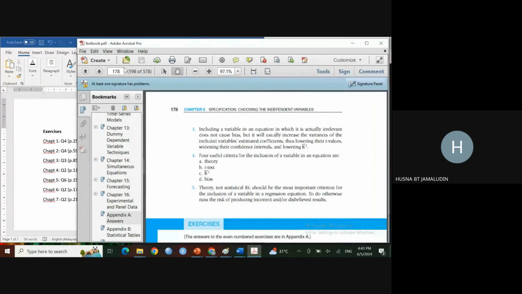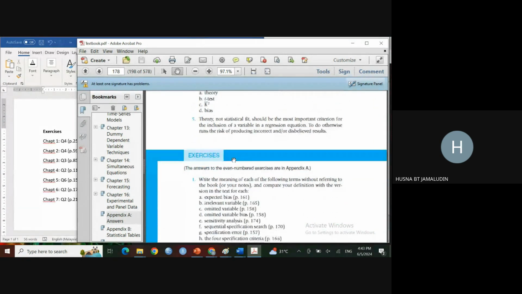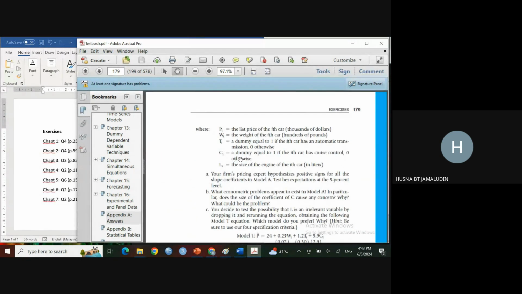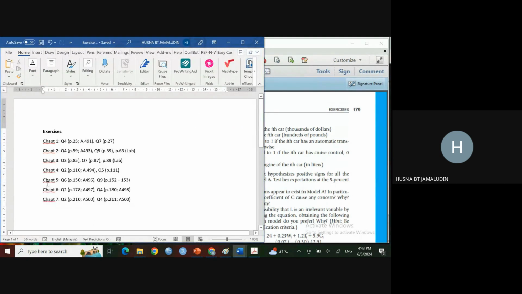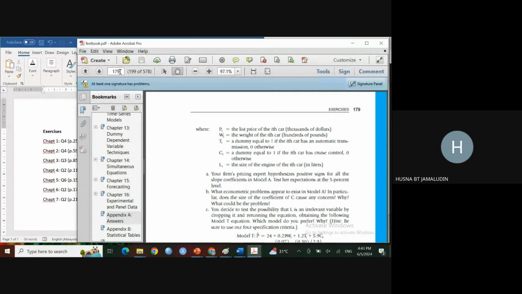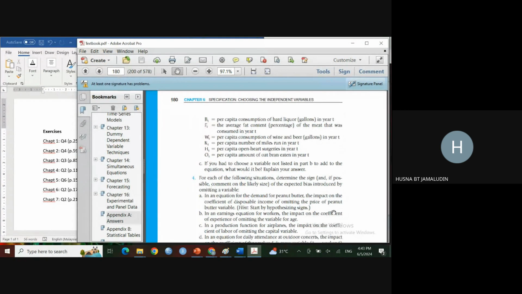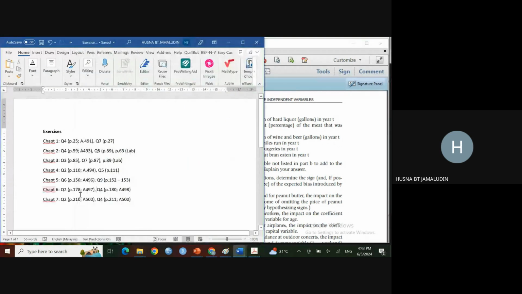178. Is this better to explain, or another one? Let me see. How about 180? 180, question 4. I think for question 2, you can understand it by looking at the answer. Let's explain question 4.